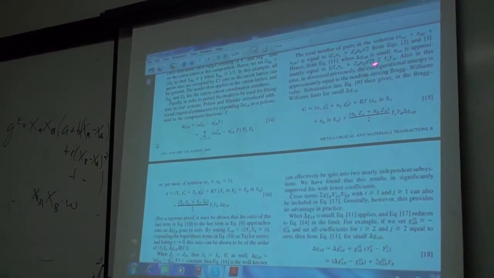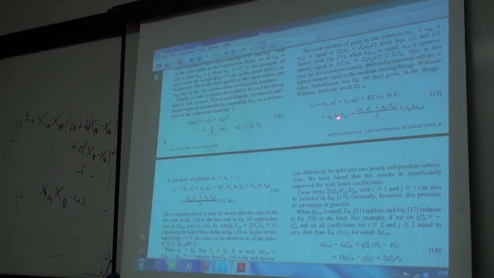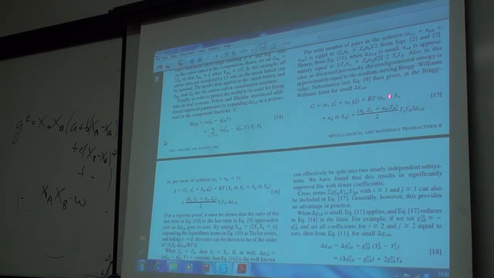Okay, for those who like mathematics, I haven't actually proven something here. I made an assumption. I've assumed that the entropy term goes to 0 faster than the enthalpy term. You see, I've said that when delta G is small, NAB is given by the random mixing approximation. So I'm basically assuming that the entropy term goes to the ideal faster than the enthalpy term, which is basically what the Bragg-Williams, the polynomial or the regular solution model is saying.